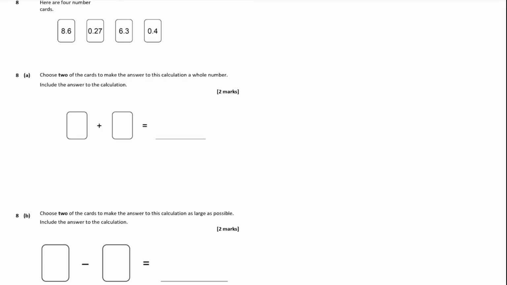Well, I'm thinking it must be this one and this one, because the 4 and the 6 will make 10, won't it? So then that becomes a whole number. So it's going to be that one there. It's going to be 8.6 plus 0.4. 8.6 and 0.4, if I add those up, look, you're going to carry 1. It's going to give me 9.0, isn't it? So it's 9.0.